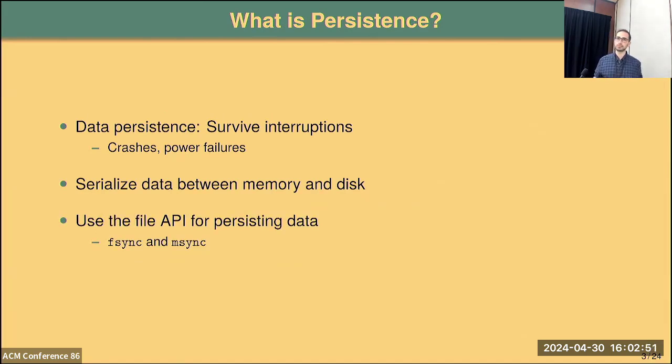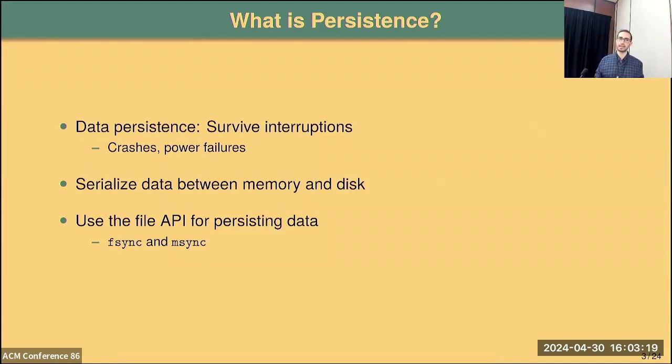Persistence is the ability of data to survive an interruption. That can be an application crash, kernel crash, or a power failure. Applications persist the data by having an extra copy on the disk. In case of a crash, we can create a new instance of the application that reads in the data and continues executing. This means that the on-disk copy of the data must get in sync with the main copy of the data in memory. This is done using the file API.